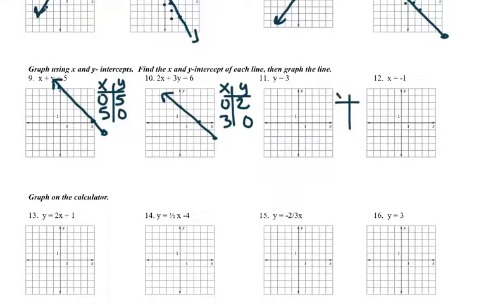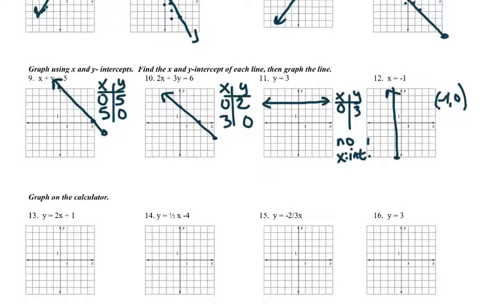A little bit trickier with horizontal and vertical lines. Sometimes I like to draw the line first and realize, okay, 0, 3 is the y-intercept, but there's no x-intercept. It never crosses the x-axis. X equals negative 1 has negative 1, 0 for the x-intercept, but there's no y-intercept, right?